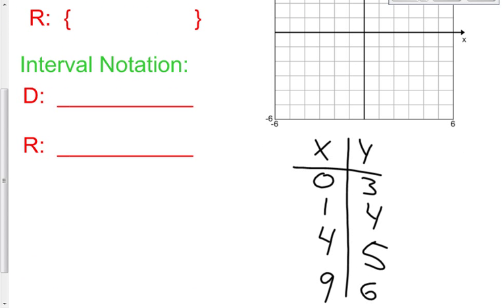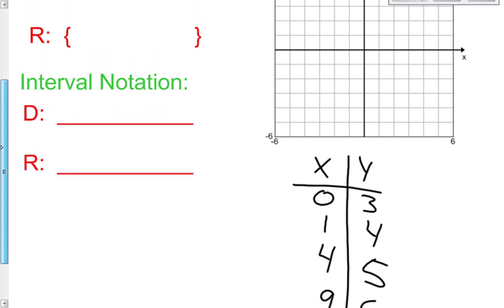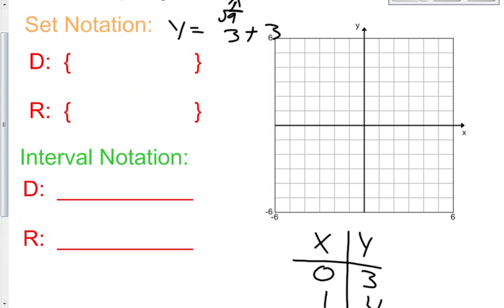So as you can see, it goes by pretty quick. You could almost do this just as fast as you can punch it into your calculator, look at the table, and pick some points there. So you can use your calculator, or you can pick convenient points. All right, let's put these on our graph: 0, 3; 1, 4; 4, 5; 9, 6.